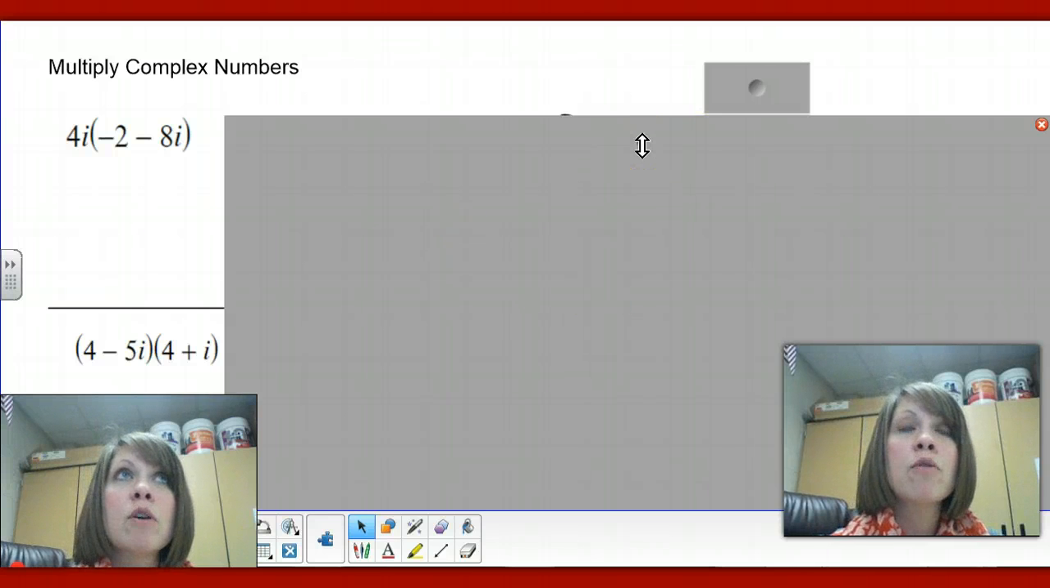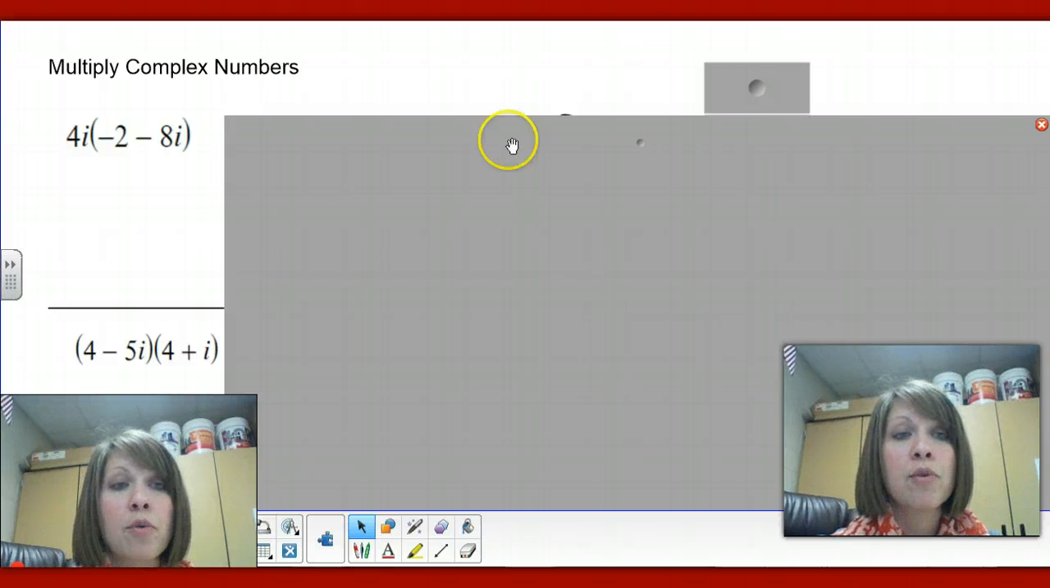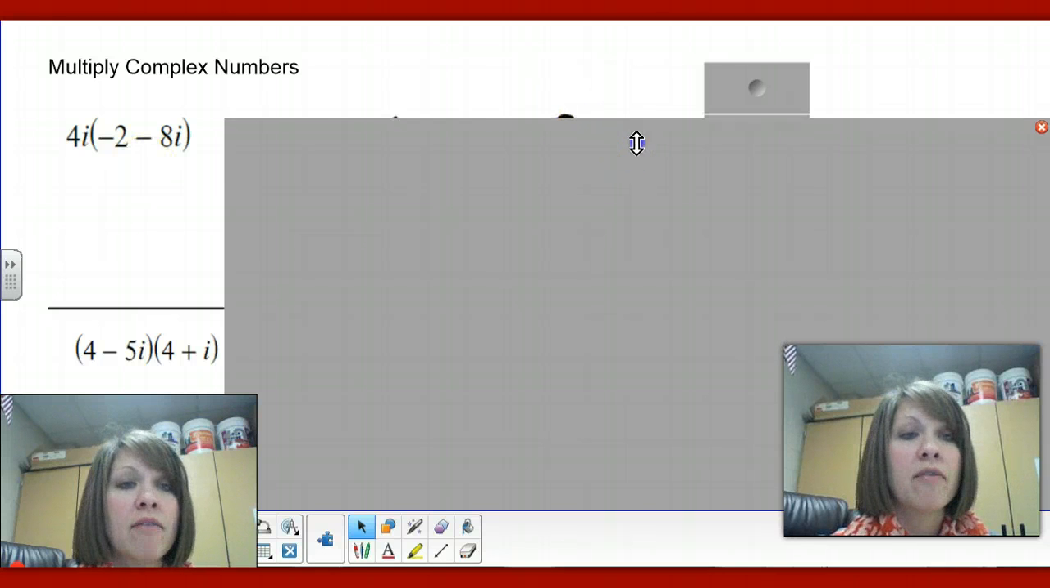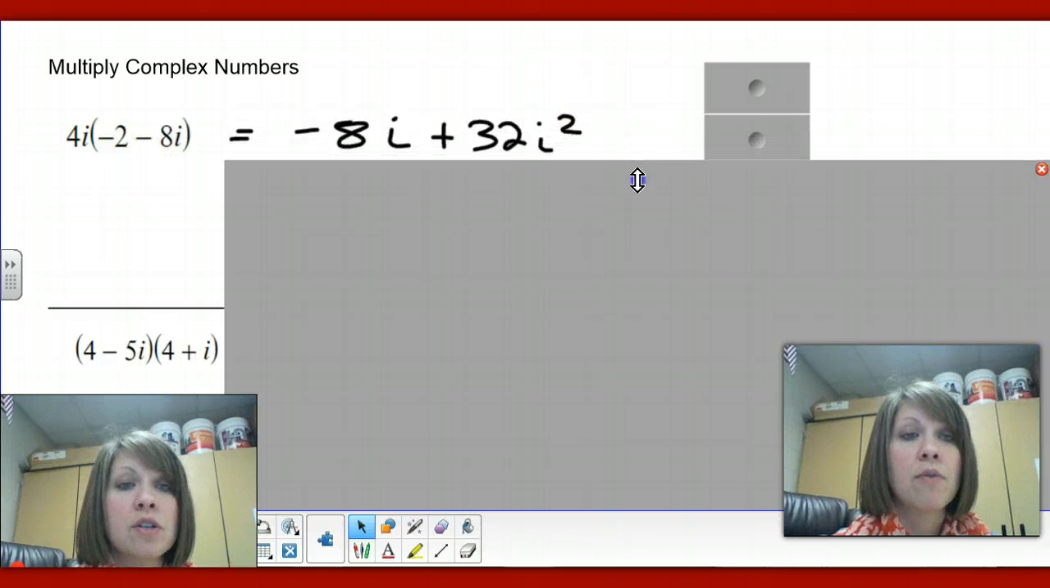We're going to distribute the 4i through the negative 2 minus 8i. Okay, go ahead and write that down. Pause this if you need to. You should have negative 8i minus 32i squared.